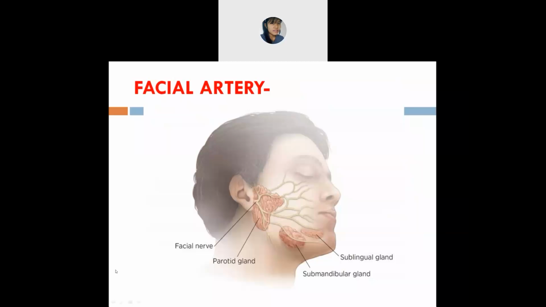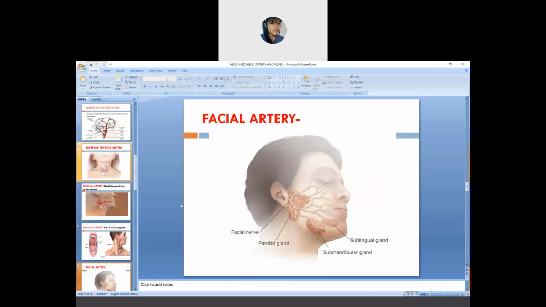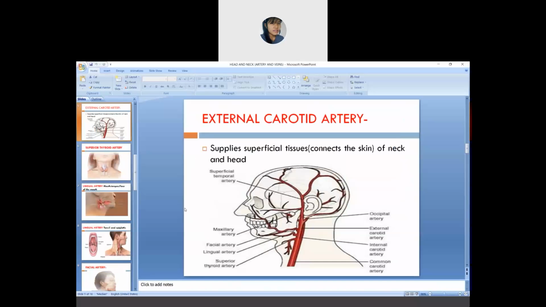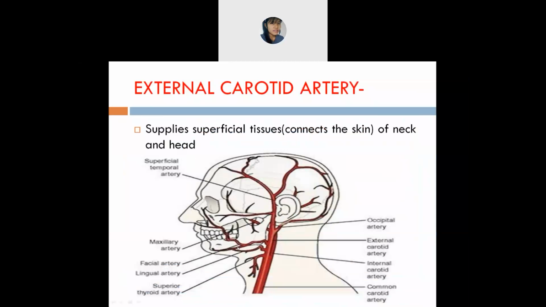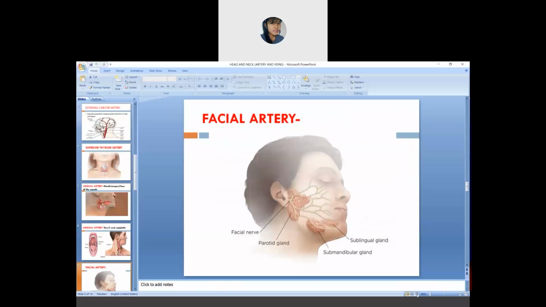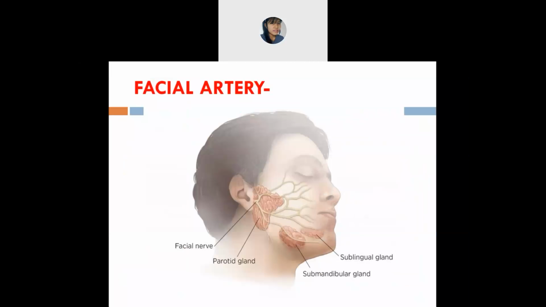Yes, ma'am. Okay, next is the facial artery. So the facial artery, where does it supply? Let me show you. This is the facial artery. Okay, I hope you can see. Can you see it? This is the facial artery. Yes, ma'am. Okay.